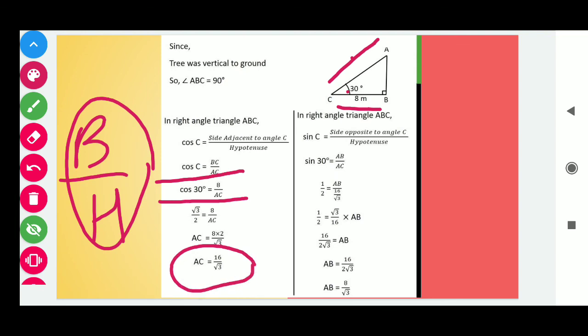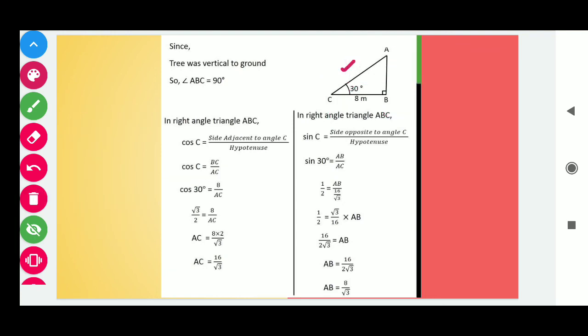Now students, we need to find the perpendicular. That is up to you whether you want to relate the perpendicular with the base or with the hypotenuse, because we get the value of the hypotenuse as well. So students, if we use perpendicular AB over hypotenuse, then that becomes sine. Sine theta is 1 over 2. Put the value of AC in this way. By doing the cross multiplication, we get 16 over 2 root 3. In this way, AB is 8 over root 3.